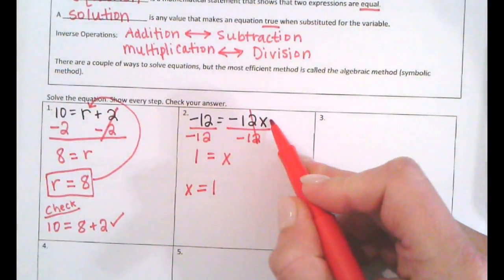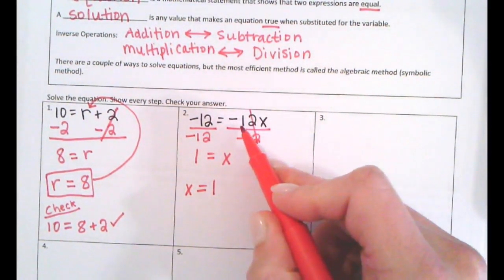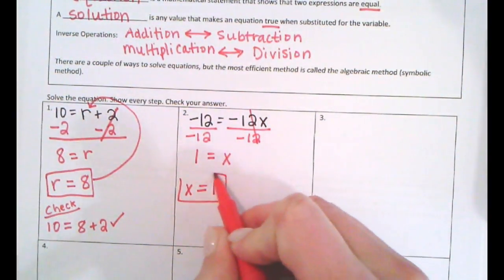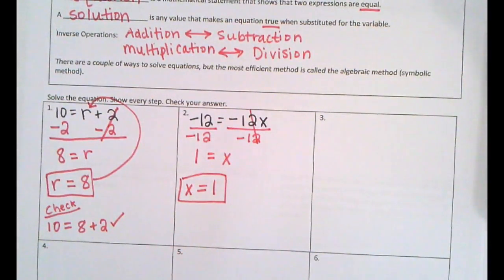Plug it back in to see if it checks. Negative 12 times 1 equals negative 12. So this is my solution.